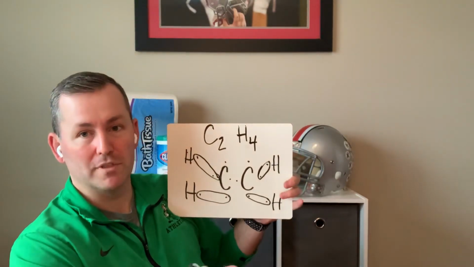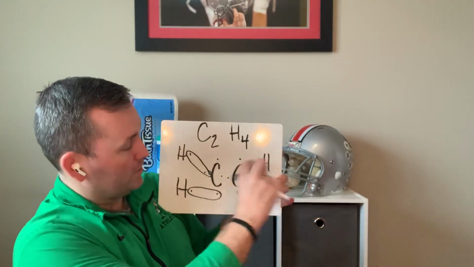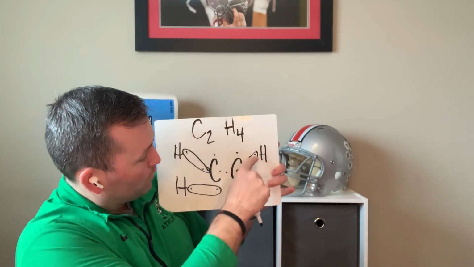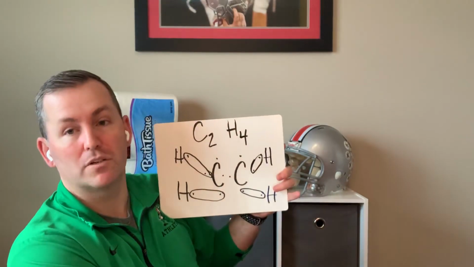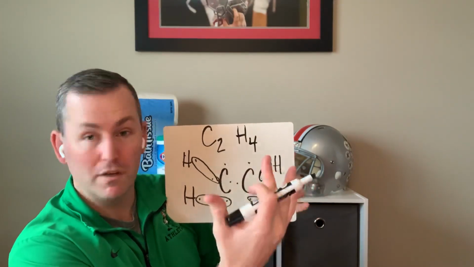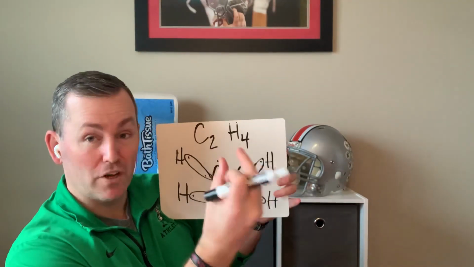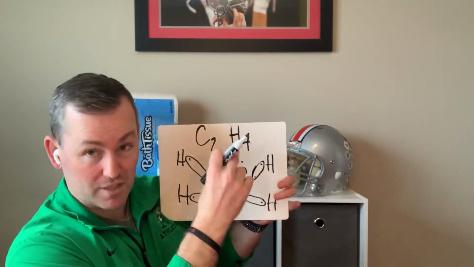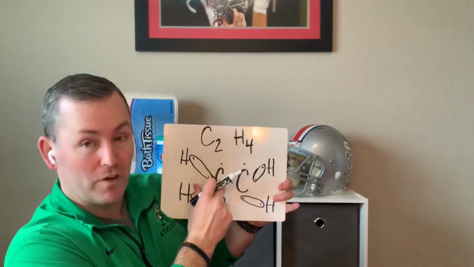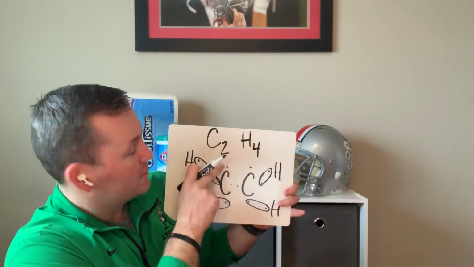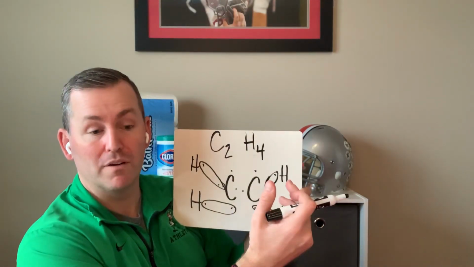But let's look at the carbons. This carbon right here on this side has 1, 2, 3, 4, 5, 6 valence electrons. Is it going to be happy in this situation? Answer is obviously no. So it needs to figure itself out. It needs to figure out how to share these other 2 electrons to bring in 2 more. This carbon over here, let's look at it. 1, 2, 3, 4, 5, 6. It's not happy either, okay?